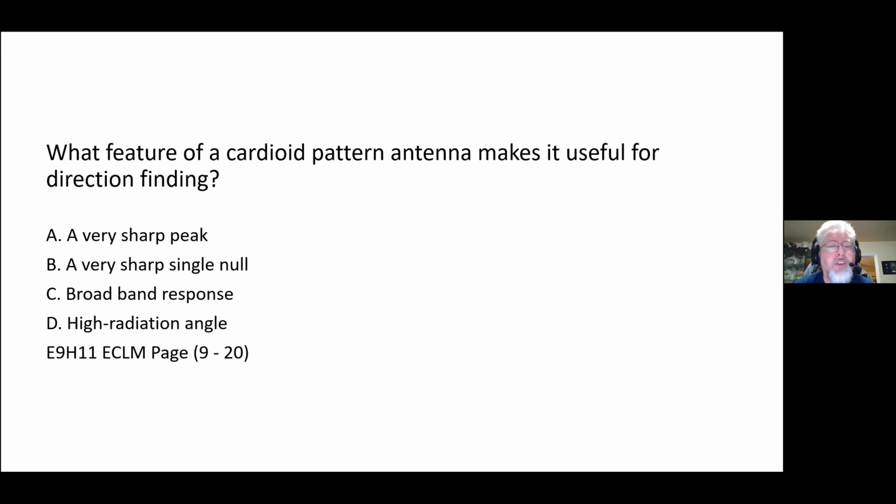What feature of a cardioid pattern antenna makes it useful for direction finding? A, a very sharp peak. B, a very sharp single null. C, broadband response. Or D, high radiation angle. Bravo is correct, a very sharp single null.